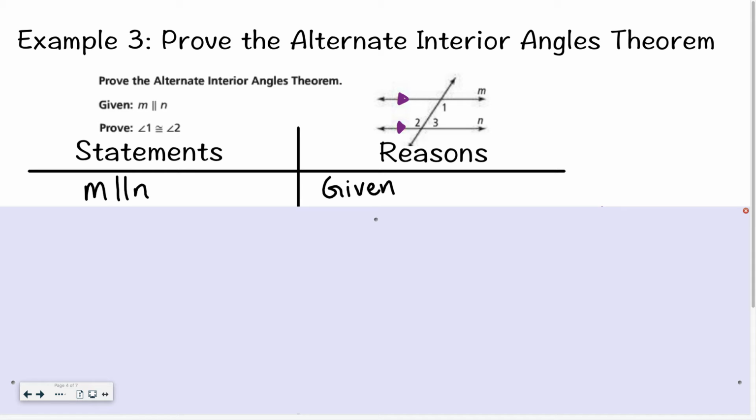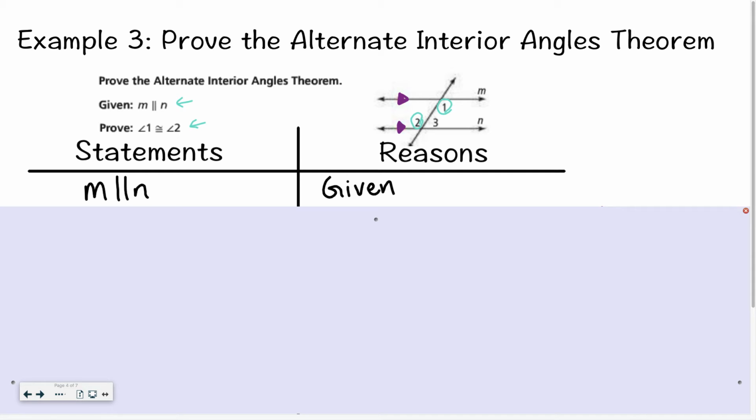So we're given that we have two parallel lines, M and N. So we're told M is parallel to N. Remember, the two vertical lines between those letters represent the word parallel. And we want to prove that angle 1 is congruent to angle 2. So we want to prove that our alternate interior angles, 1 and 2, are indeed congruent.